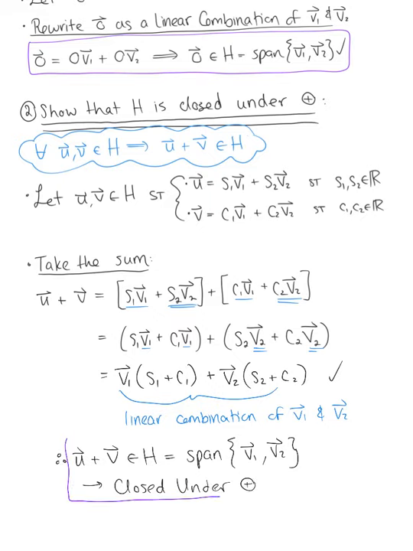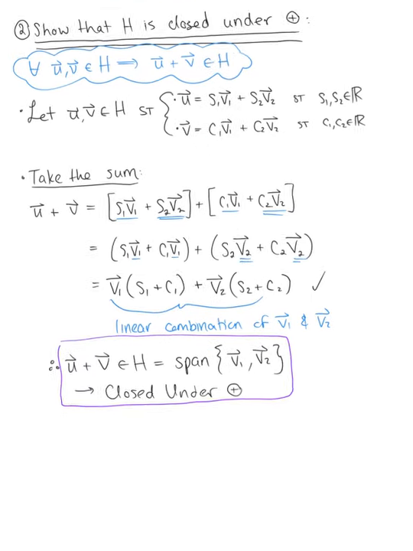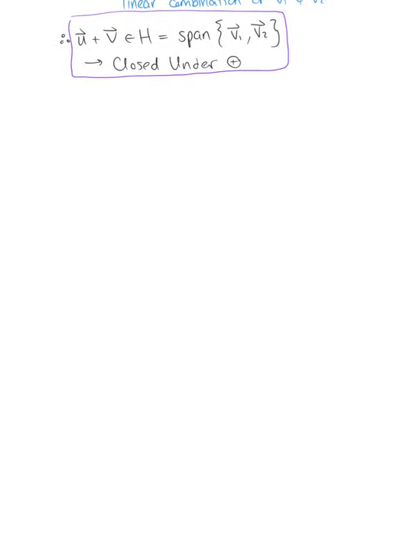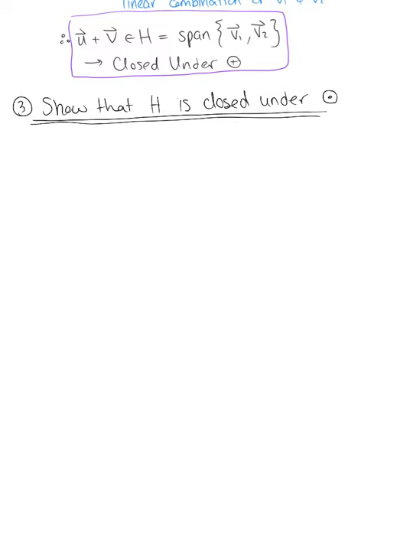So we have 2 of the 3 properties confirmed. We know the 0 vector lives there. We know that H is closed under addition. And last but not least, we now need to show that H is closed under scalar multiplication. And again, just to remind us, we know that this is for all vectors u in H and for all scalars c. We want to show that c times vector u is also in set H.